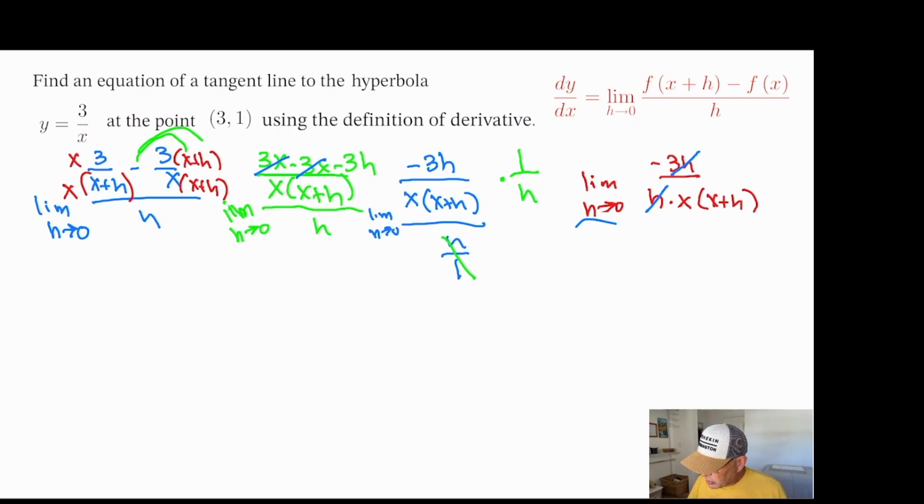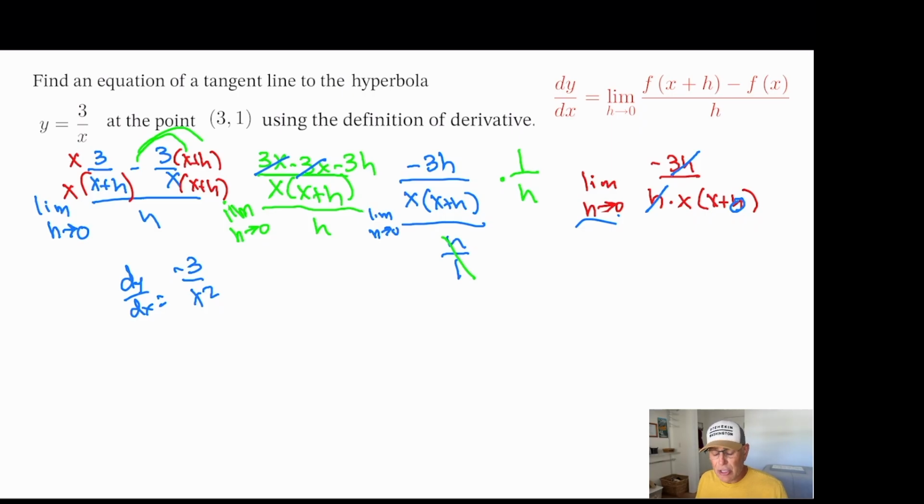So I'm going to substitute 0 in for that h right there, and I have a negative 3 on top, and I have, looks like x times x is x squared on bottom. All right, and this is my derivative.